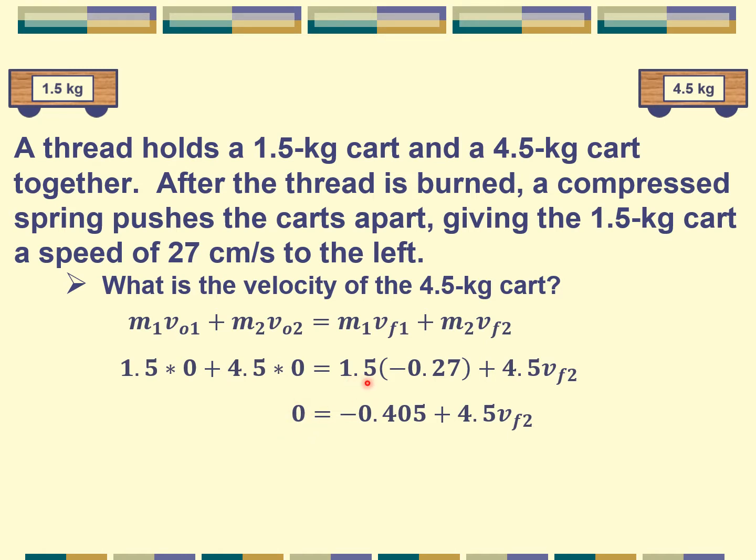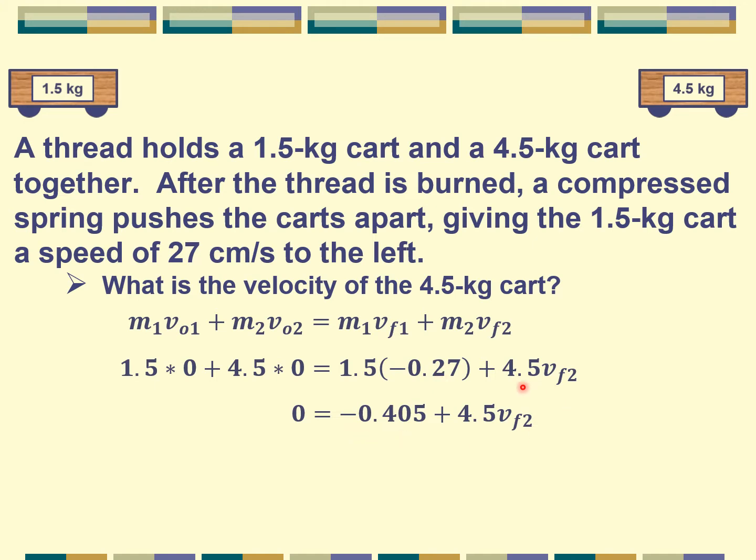Afterwards, the 1.5 kilogram mass is moving at 27 centimeters per second. Convert that to meters, and that gives me 0.27. Now, we give it negative because it's moving to the left. We have to incorporate that direction anytime we do conservation of momentum because the direction does matter. So with that being said, 1.5 times negative 0.27 gives me negative 0.405.